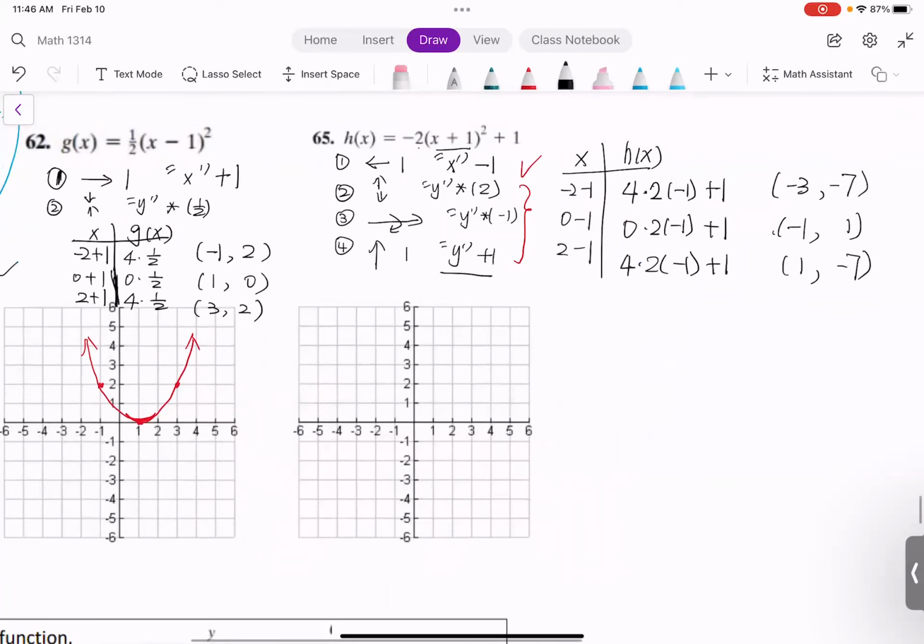Let's plot the 3 key points on the graph. -3, -7. Oh, let's say this is the first key point, -3, -7. -1, +1 here. And 1, -7. Okay. Key point is here, and then we use a smooth curve. We connect all of them.